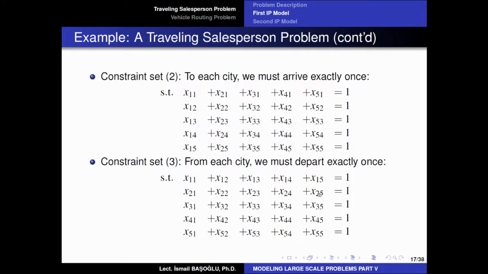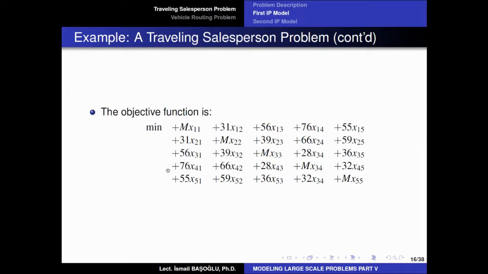And the constraint set 3 here indicates that from each city we must depart exactly once. So this means from city 1, we can only activate one of the edges 1,1, 1,2, 1,3, 1,4, and 1,5. Of course, the 1,1 edge does not exist, and in fact, it will not be activated due to the big M coefficients in front of these diagonal decision variables. And again, there's a misprint here, my friends, unfortunately. X1 4, X2 4, X3 4, X4 4, and X5 4, I'm sorry, yes, X4 4 and X5 4. So I need to change these two indices. These are misprints as well.